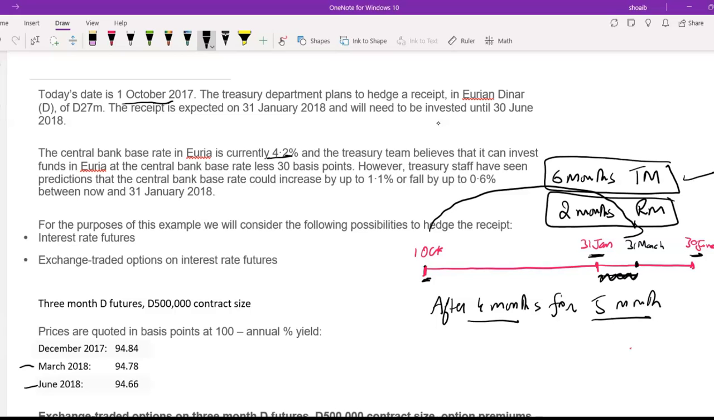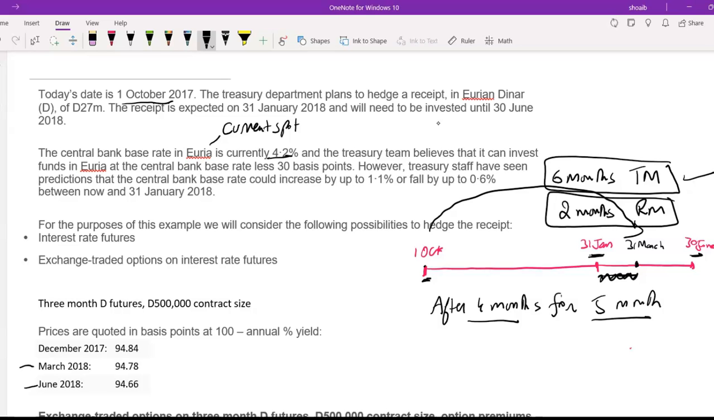Then the central bank base rate in Euro is 4.2. This is the current interest rate, today's interest rate, the current spot. We normally solve in an interest rate shape. The examiner will write this as 95.8, and we write normally 4.2%. It's up to you which approach you want to follow.